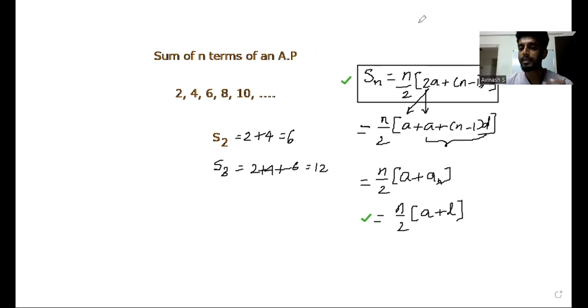So 2a can be split as a plus a. And we know a plus n minus 1 into d is nothing but an, which can also be written as L. L stands for last term or nth term. So we can use either of these formulae.